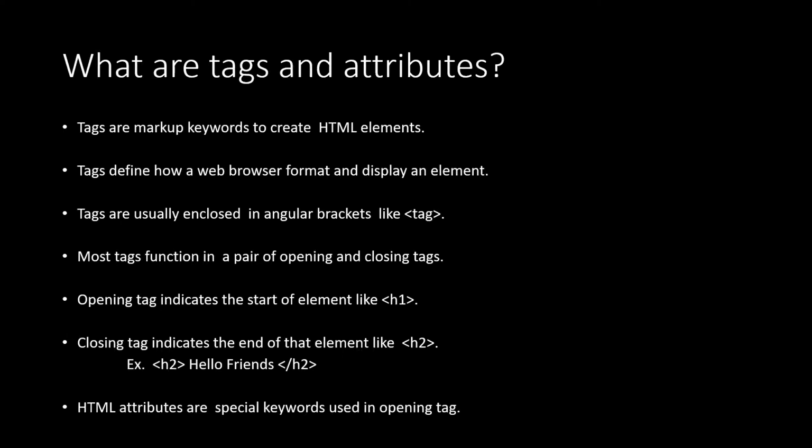We can use HTML tags and attributes only to create a static web page. So tags are markup keywords to create HTML elements. Tags define how a web browser formats and displays an element. It means whenever a web browser gets an HTML page, it goes through all the tags, and it formats and displays the text or content of that web page according to those tags and attributes.